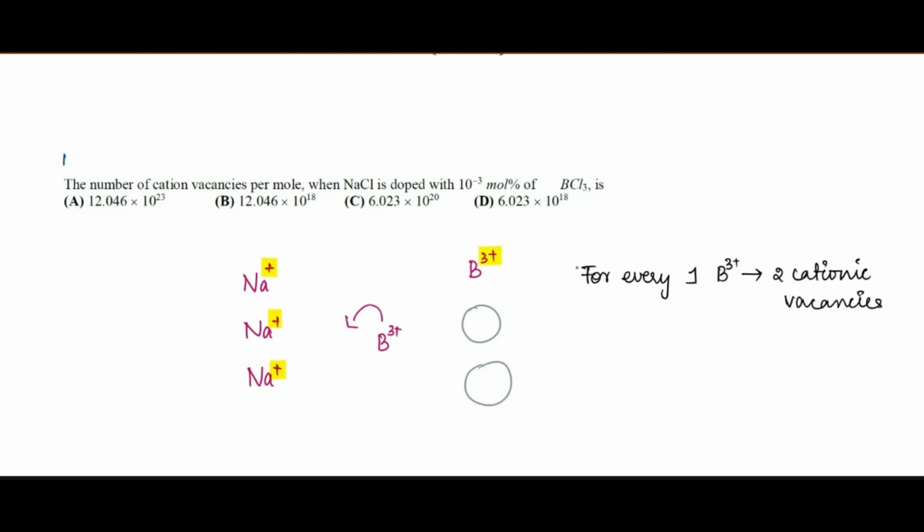You are adding 10 to the power -3 mole percent. മോൾ പെർസെന്റ്, പെർസെന്റേജിലല്ല ചോദ്യം. സോ 10 to the power -3 percentage എന്ന് പറഞ്ഞാൽ it becomes divided by 100 ചെയ്യുന്നു. So this is actually 10 to the power -5 boron 3 plus. അത്രയും മോൾസ് ആണ് നിങ്ങൾ ആഡ് ചെയ്യുന്നത്. അപ്പോൾ ഇത്രയും മോൾസ് ഓഫ് boron 3 plus നിങ്ങൾ ആഡ് ചെയ്യുമ്പോൾ ഉണ്ടാവുന്ന കാറ്റോണിക് വേക്കൻസീസ് എത്രയായിരിക്കും? 2 into 10 to the power -5 moles of vacancies.